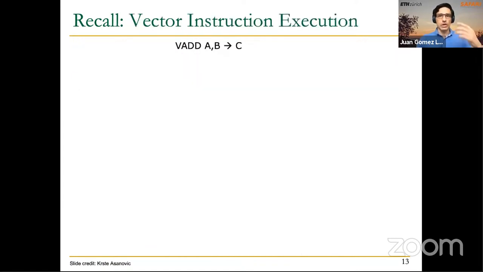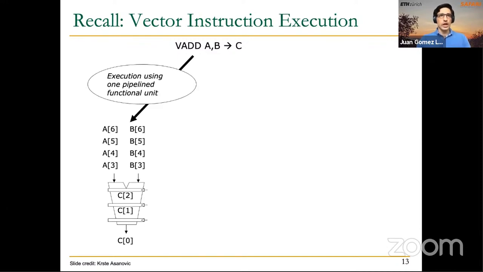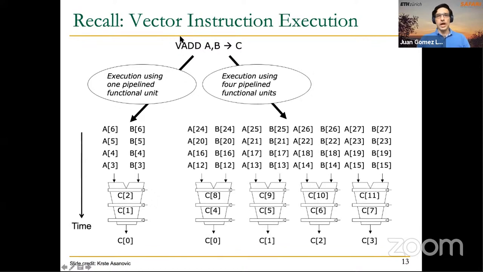Recall also how vector instructions are executed on the pipeline of these processing elements that compose either array processors or vector processors. We can have a very simple SIMD processor with a single SIMD unit like this one in the figure, where we will have to execute one by one the different operations that this vector addition contains. We can have several of these ALUs, and this way we can also execute concurrently in space.